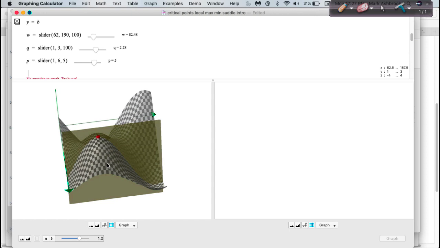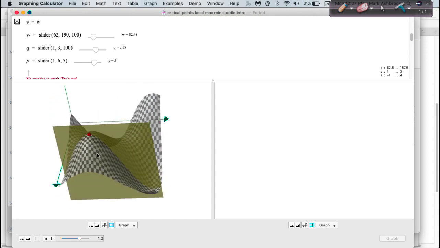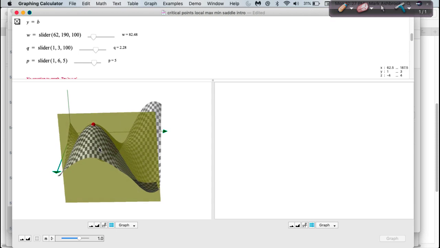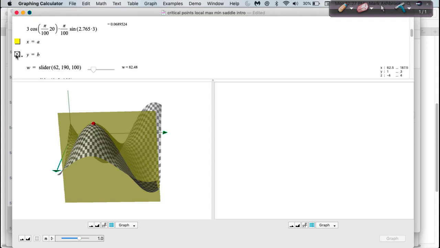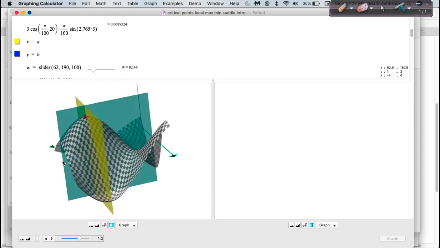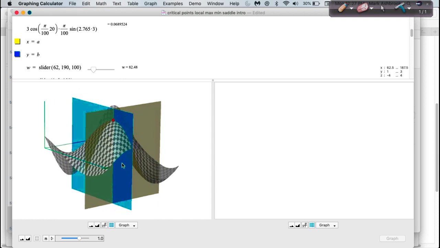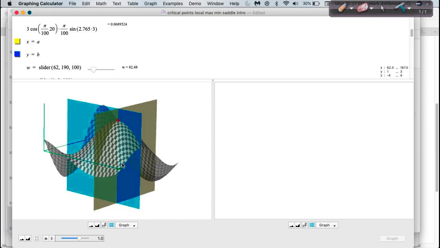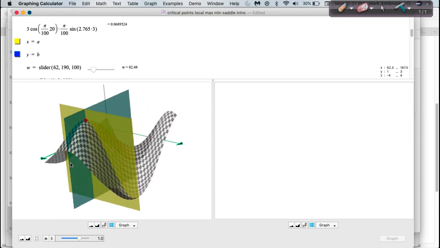Okay? Very top. Partial with respect to x. Let's put both on here. The blue, is that helpful? Okay? Very top. Partial with respect to x: 0. Second partial with respect to x: negative. Partial with respect to y: 0. Second partial with respect to y? Negative.